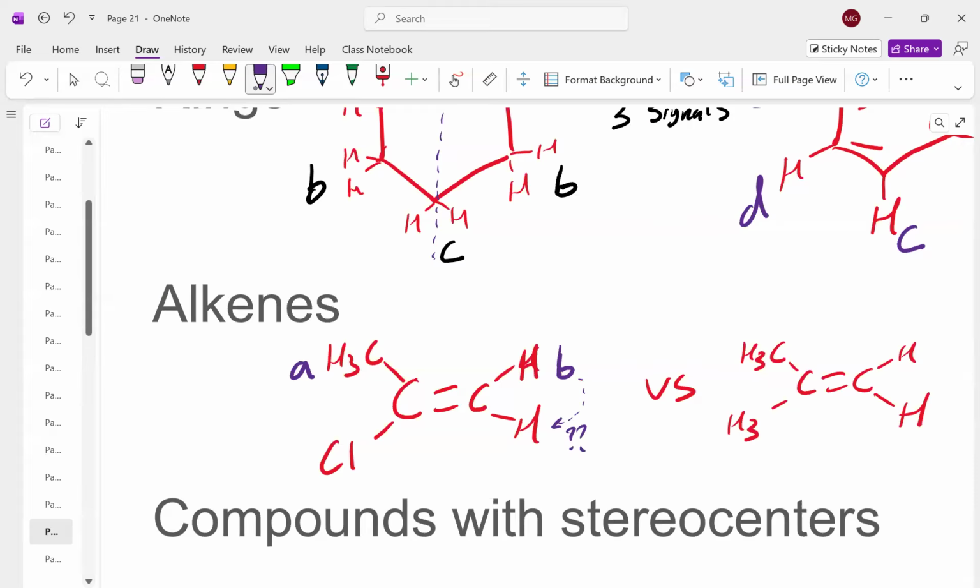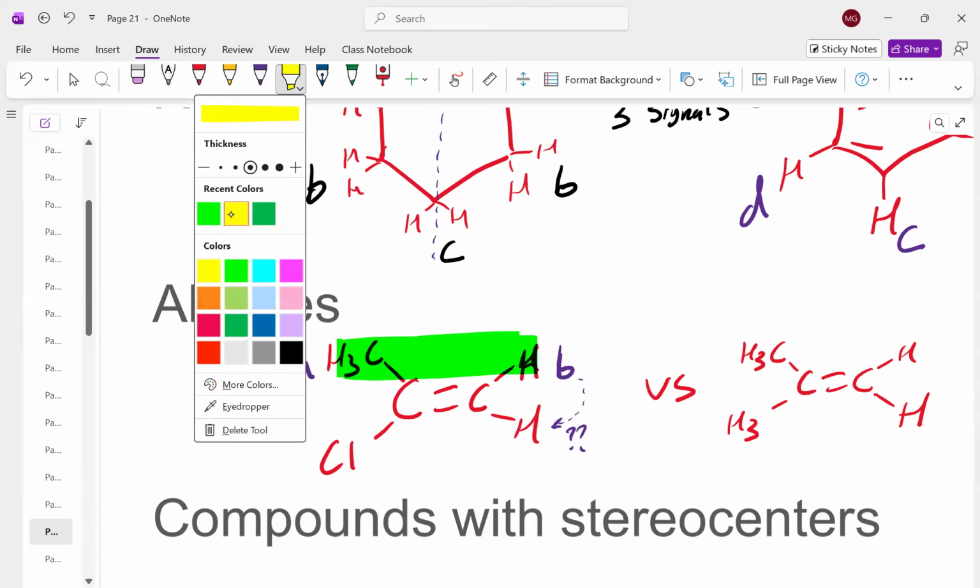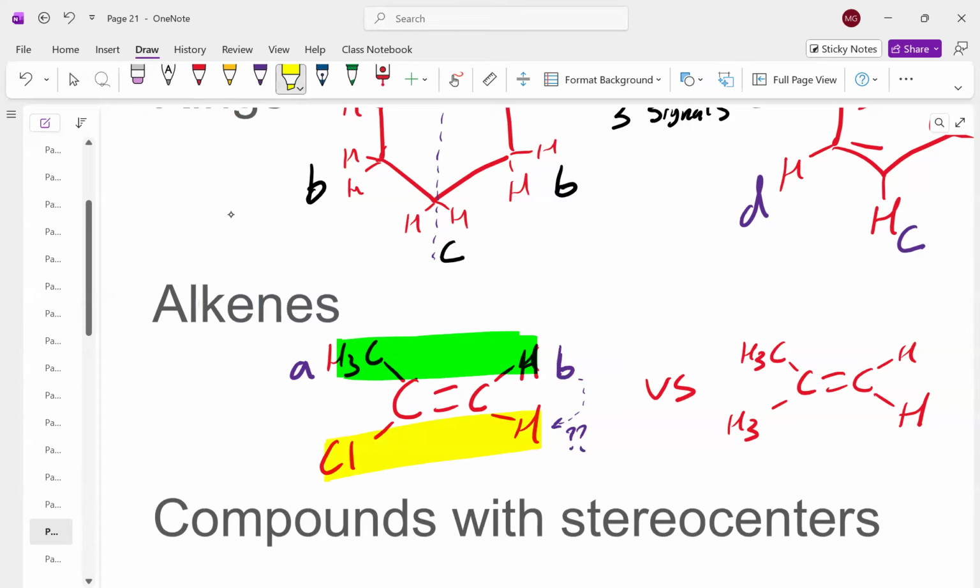But I want you to think about the fact that you cannot rotate a double bond. And what that means is that this top hydrogen is stuck looking at the methyl group. It does not get to rotate around and say hi to the chlorine. And we'd say the same thing is true for this bottom hydrogen. It's stuck looking at the chlorine. And it never gets to rotate upwards and be on the same side as the methyl group.